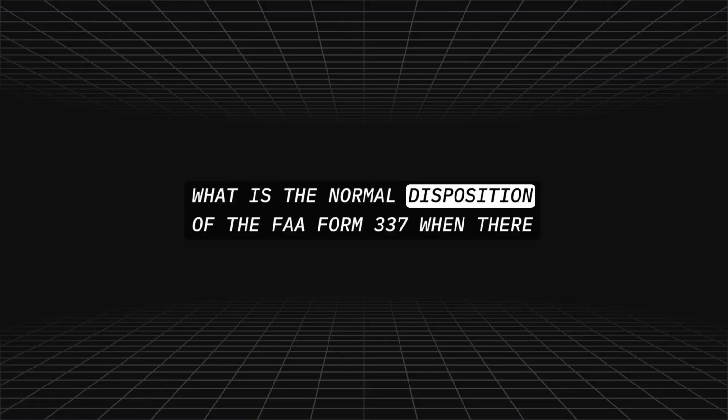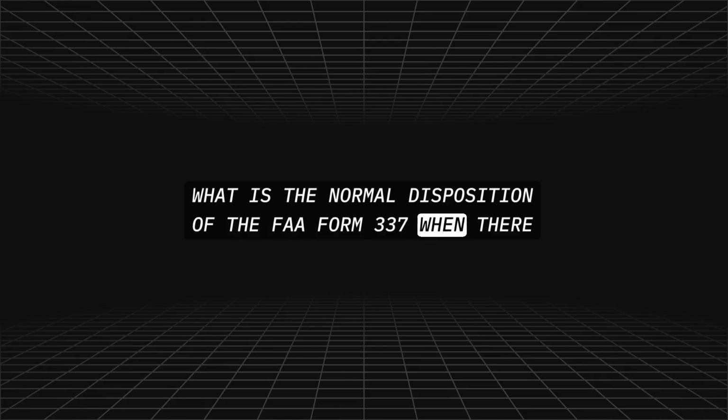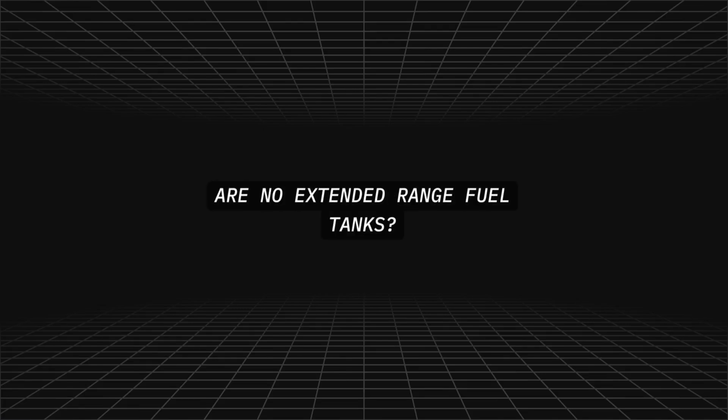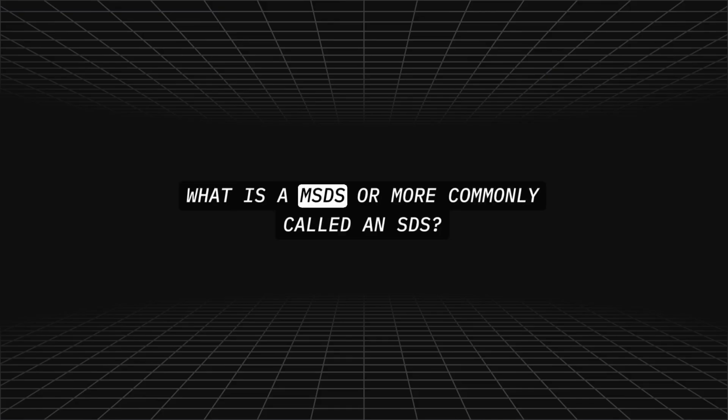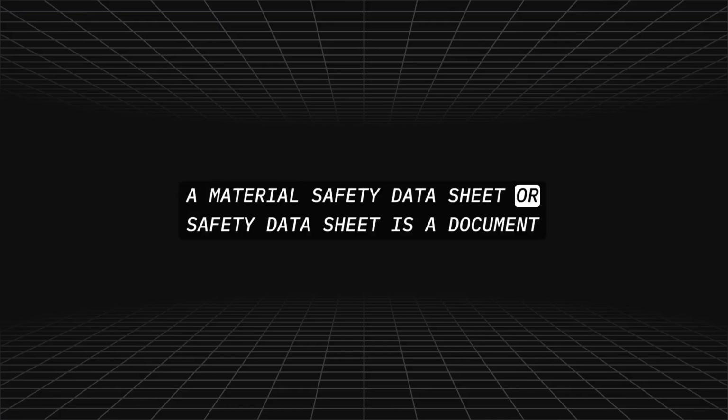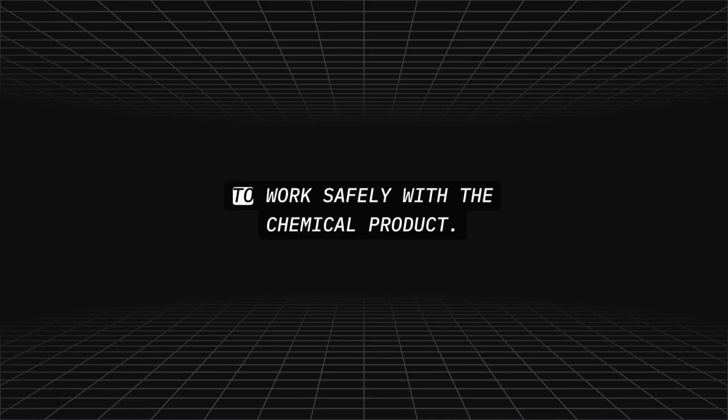What is the normal disposition of the FAA Form 337 when there are no extended range fuel tanks? One copy is given to the aircraft owner or operator, and the other copy is sent to the FAA. What is an MSDS, or more commonly called an SDS? A material safety data sheet, or safety data sheet, is a document that contains information on the potential hazards and how to work safely with the chemical product.